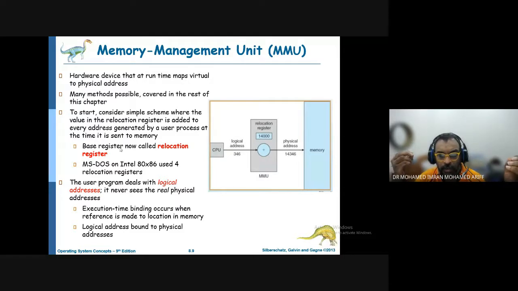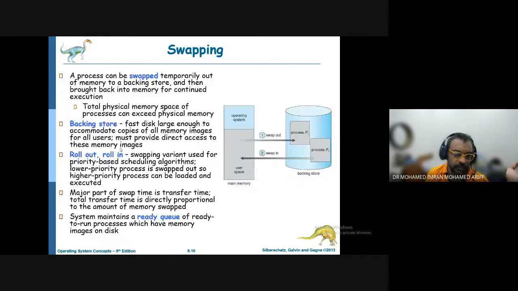The CPU does not know location 14346. What it knows is that it needs to get the contents of address 346. So it signals out address 346, and this address 346 will be recalculated by the memory management unit together with the base register in order to get the physical address. Sometimes the operating system also does swapping.